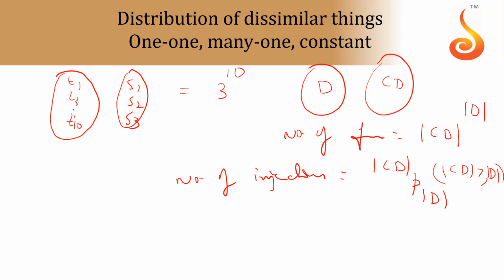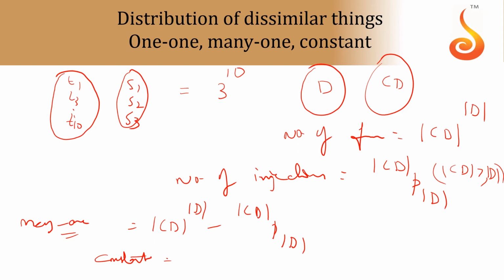Then from the total functions, if you remove the injections, that is CD to the power of D minus CD permutations D, you will get many-to-one functions. Then I think you know constant functions. Constant means all domain elements are linked to only one element, so that is nothing but cardinality of CD. So please try to understand what we do in functions. While doing distribution problems, you have to see which functions you have to calculate.